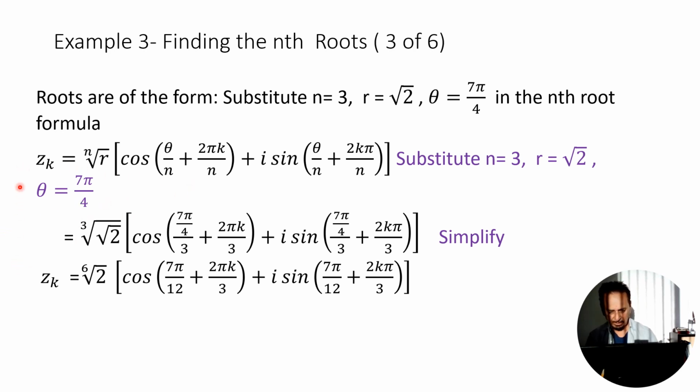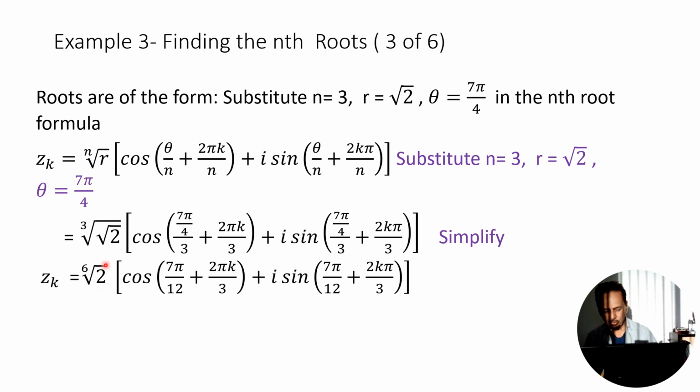So that we get z sub k equals cube root of square root of 2, because r is square root of 2 and n is 3. So it becomes cube root of square root of 2 times cosine of 7 pi over 4 divided by 3 plus 2 pi times k over 3, plus i times sine of 7 pi over 4 divided by 3 plus 2k pi divided by 3. Now we simplify.